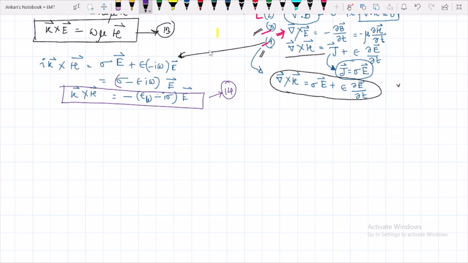So you can write this also, but I am not writing this because I have written it already many times. Now from the 13th equation, if you take the magnitude, then you can also check that k is perpendicular to E. I have already shown it. So k cross E means kE sin 90, means 1. And this is the kE only magnitude. We take only magnitude. So omega mu magnitude of H.